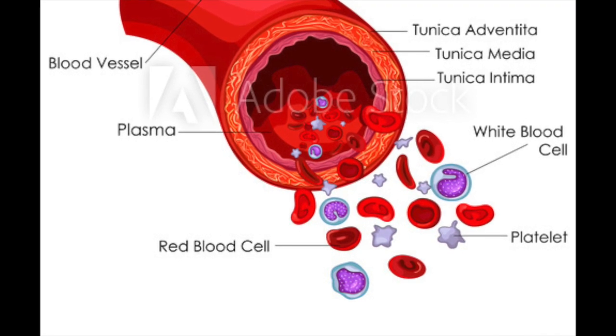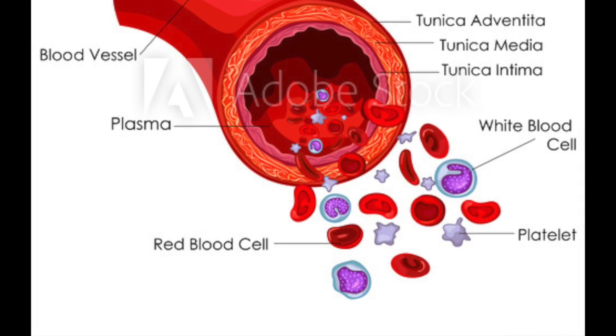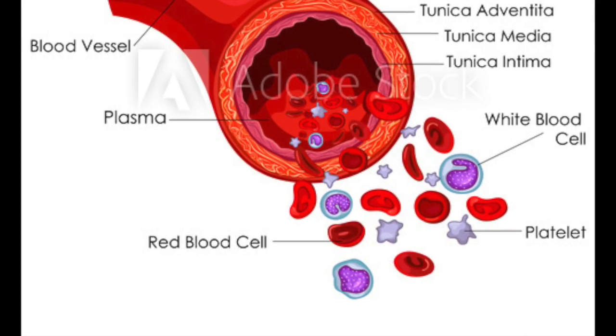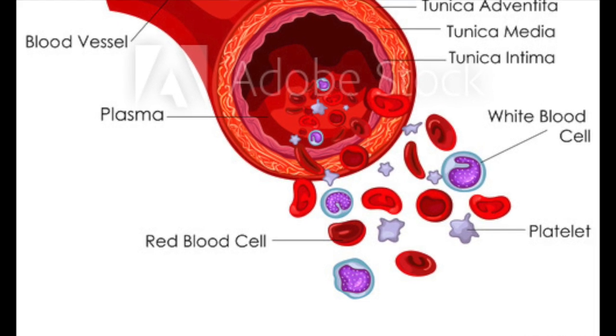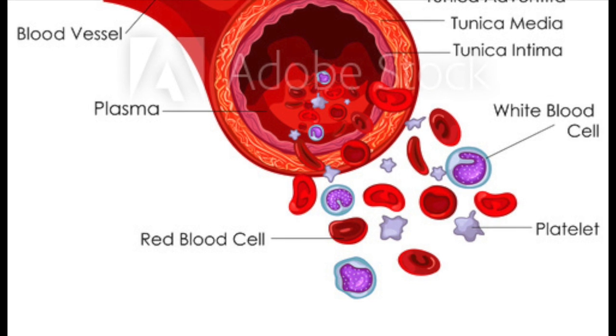Fighting infection. About 25% of the white blood cells are lymphocytes. They are part of the body's immune system and produce soluble proteins called antibodies. They help defend against viruses and bacteria. Antibodies can neutralize toxins produced by pathogens.